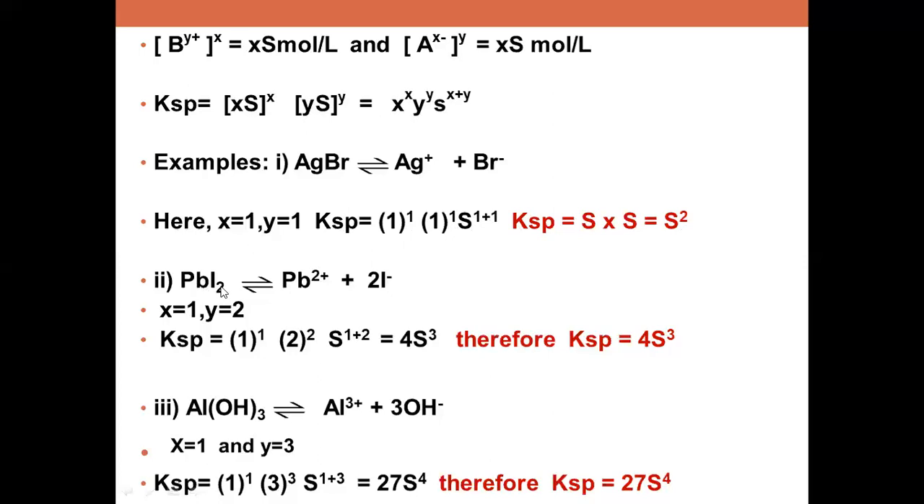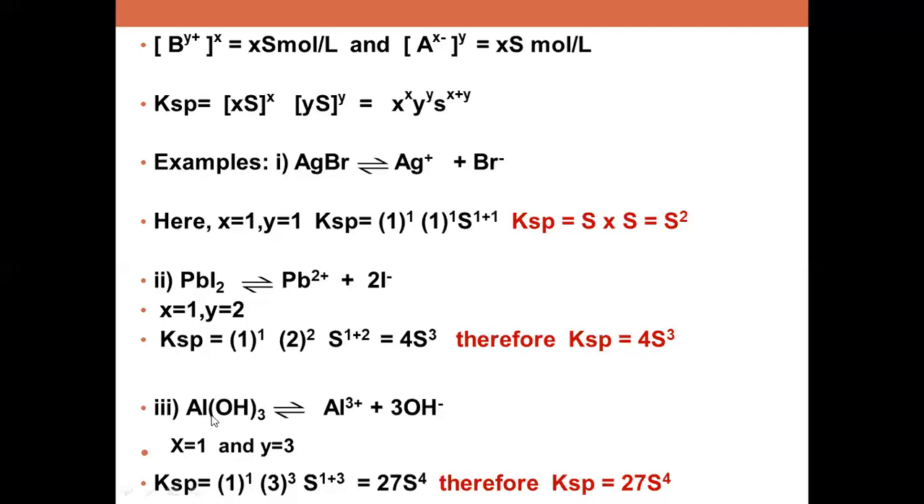Similarly, other example PbI2 dissociates into Pb2 plus and 2I minus. याची किंमत काय आली, x is equal to 1 आला आणि याचा कोएफिशिएंट किती, 2 आहे म्हणून y is equal to 2 आला आणि Ksp is equal to 1 raised to 1 आणि या ठिकाणी 2 आहे आणि 2 आहे. त्यामुळे y raised to y ची किंमत ऑलरेडी 2 आहे आणि त्याचा पॉवर सुद्धा 2 म्हणून 2 raised to 2. आणि मग या ठिकाणी s ची किंमत काय, पुन्हा या ठिकाणी s, x ची किंमत 1, y ची किंमत 2, म्हणून s raised to 1 plus 2. मग या ठिकाणी 1 आणि याचा 2 चा स्क्वेअर किती येणार आहे, 4 into 1, 4 into s, 4s आणि 2 plus 1, 3, म्हणून 4s cube. Therefore Ksp is equal to 4s cube.